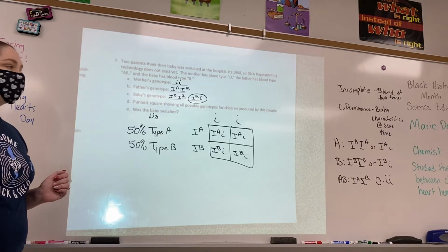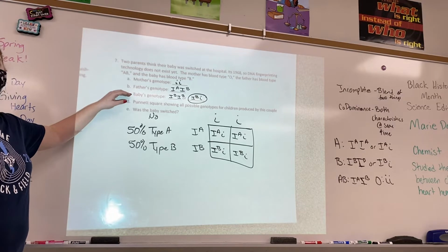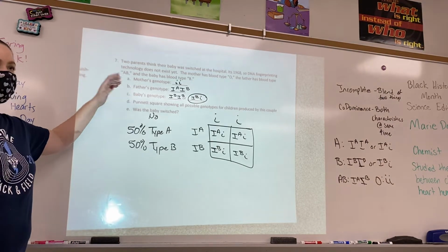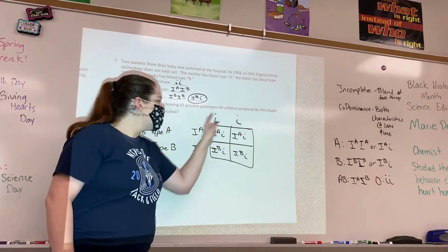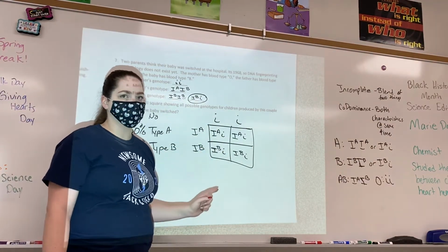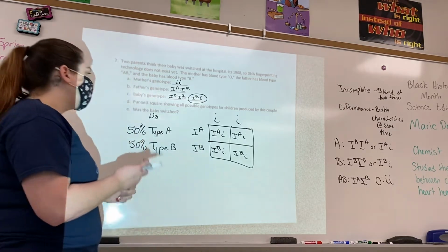Okay? Now, if that baby was type O, would that baby have been switched? Yes. That baby would have been switched because there's no way, if you have these two crosses, that you're going to get a type O offspring. That makes sense? Okay, so now we're done with that one.